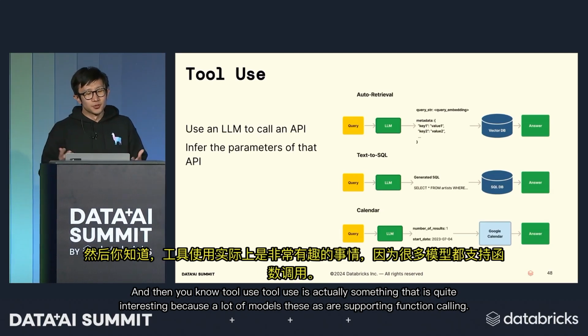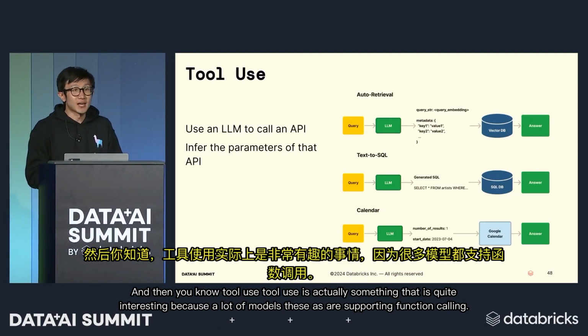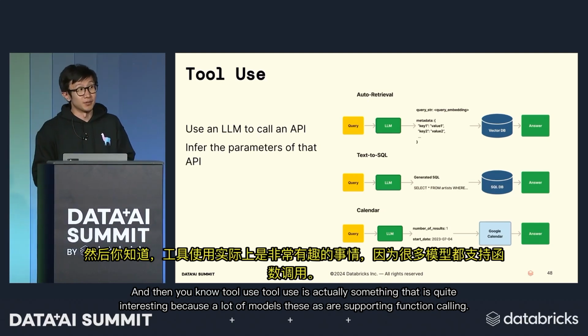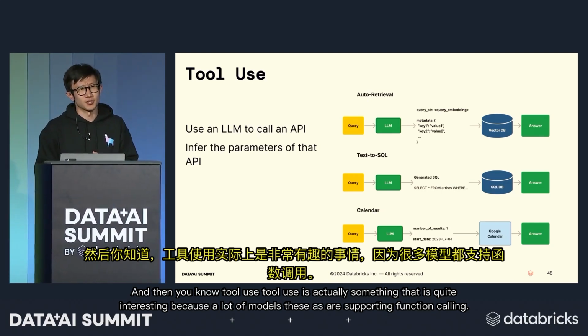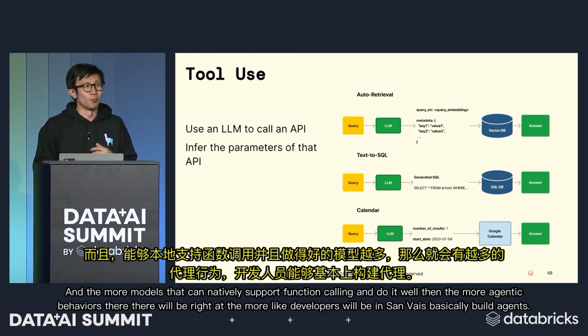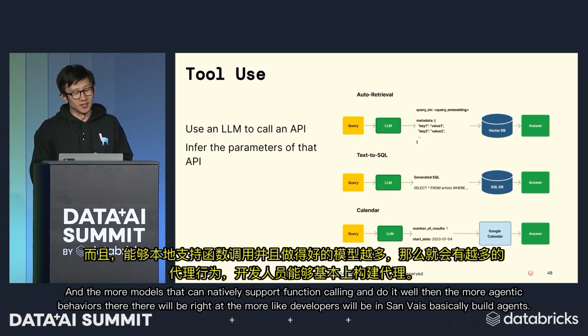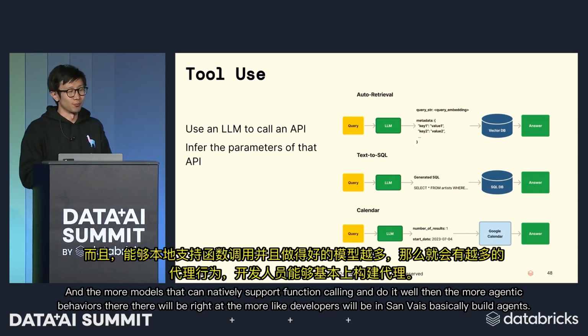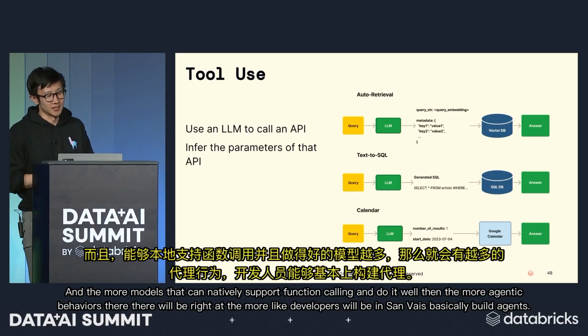And then, tool use. Tool use is actually something quite interesting because a lot of models these days are supporting function calling. And the more models that can natively support function calling and do it well, the more agentic behaviors there will be, right? The more developers will be incentivized to build agents.